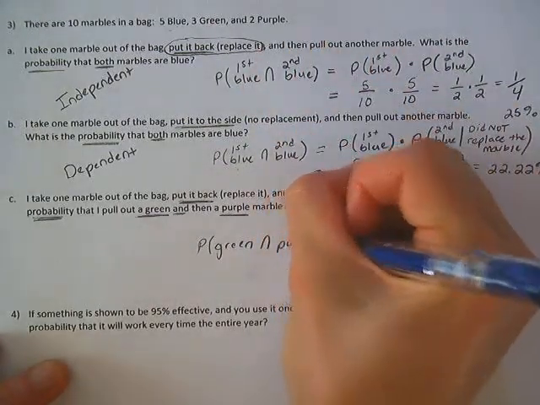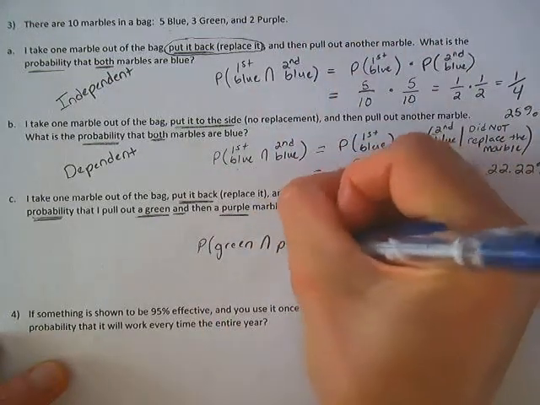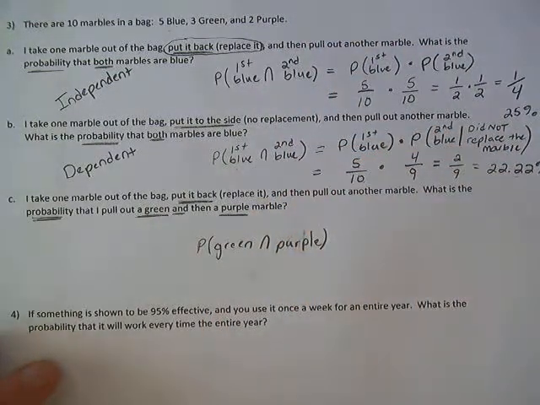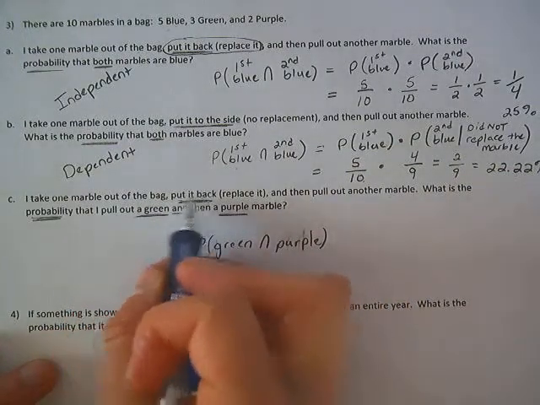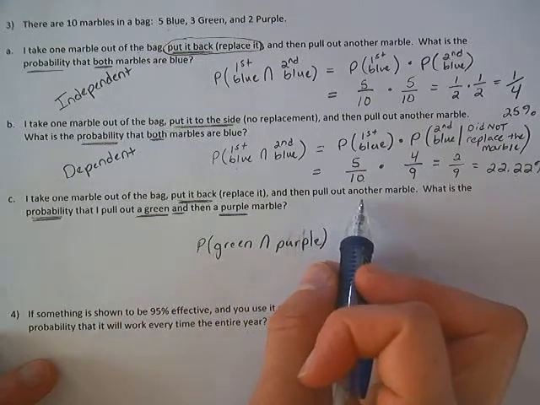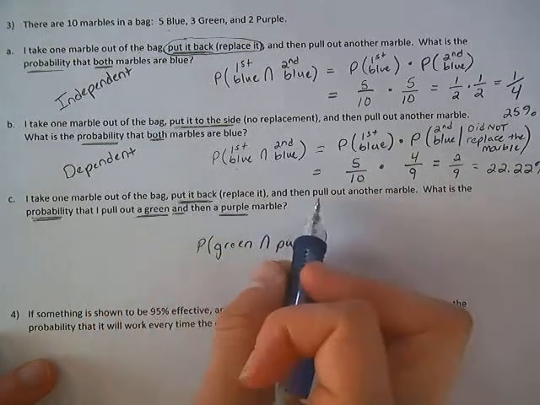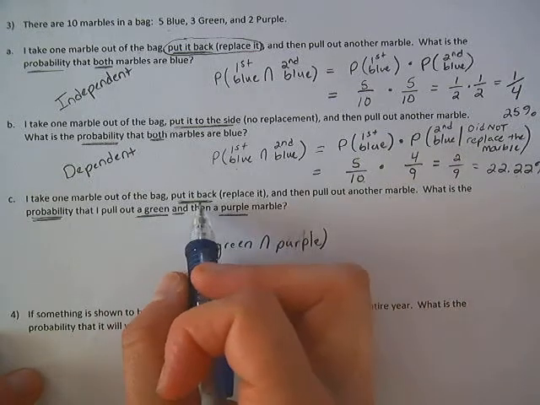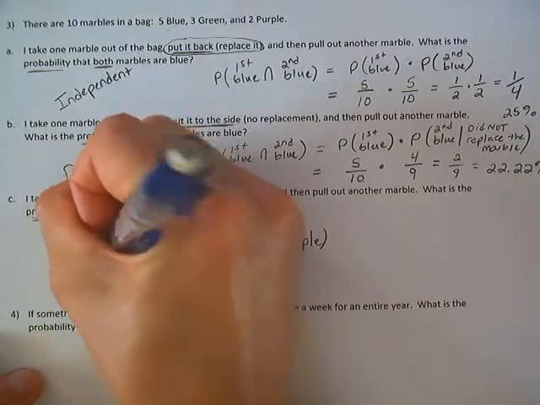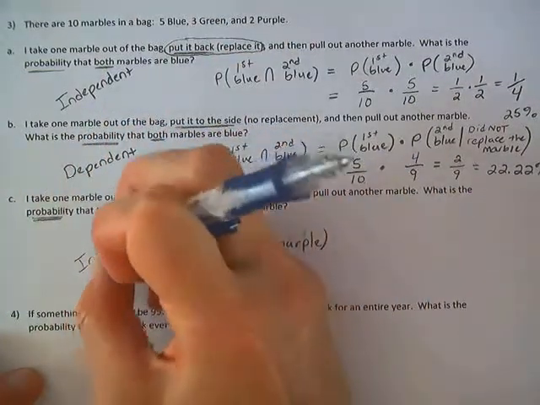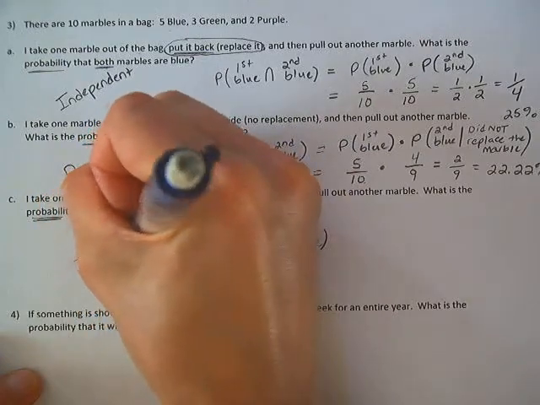Okay, so are these being affected? Or are these events independent or dependent? Well, looking up here, we took a marble out, we put it back, and then we pulled out another one. Because we put it back, these aren't going to change numbers, because we're not changing how many marbles there are in the bag.